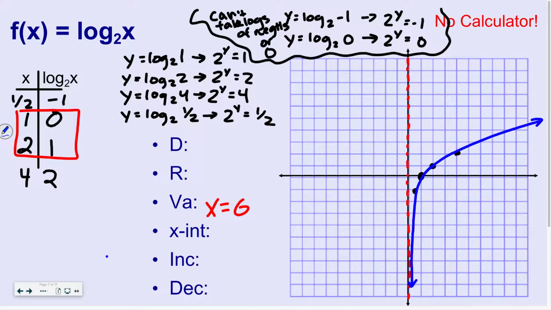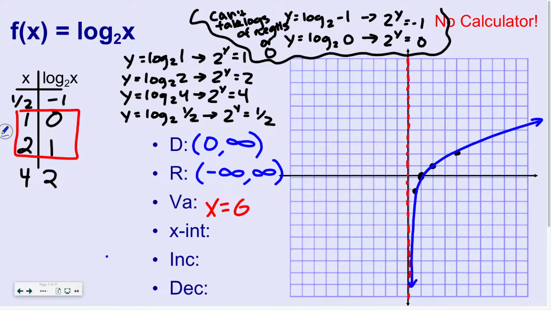Okay, what would you say for domain? All real numbers? No, 0 to infinity, right? Okay, don't include 0. It's the vertical asymptote. What would you say for range? This time all real numbers. Go negative infinity to positive infinity. And again, that should make sense knowing what you know about inverses. We switch x and y, so we switch domain and range from yesterday as well.